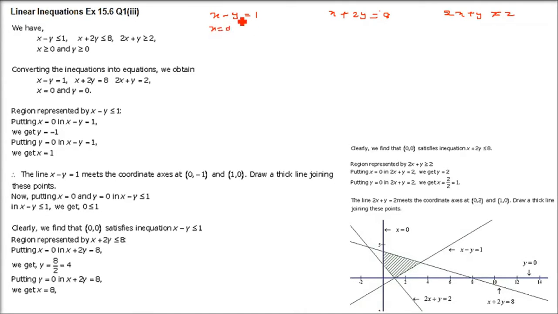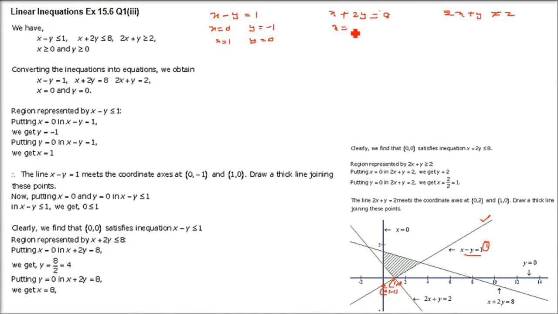Now x is 0, y is what? y will be minus 1. y is 0, x is what? x is 1. So we'll make this line: x 0, y minus 1. Then we have x equal to 1, y equal to 0, and this is the point. So with these 2 points, make a line, which is x minus y equal to 1. This is your first line.